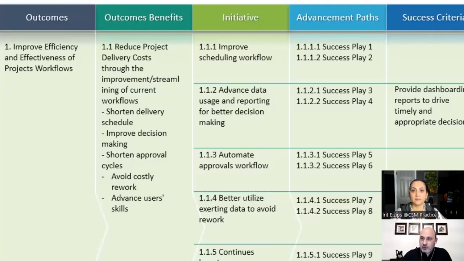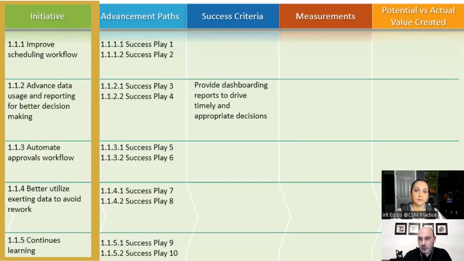And we start to define the benefit because those benefits will lead us to the initiatives that we're going to deliver. To reduce costs, we need to improve or shorten the delivery schedule. Okay, we need to improve scheduling workflow. We need to advance the data usage and reporting. We need to make the approval workflow better. And we need to better utilize existing data to avoid rework. So we define the initiatives. By those initiatives, we can reach this benefit. Okay, how can we deliver those initiatives?